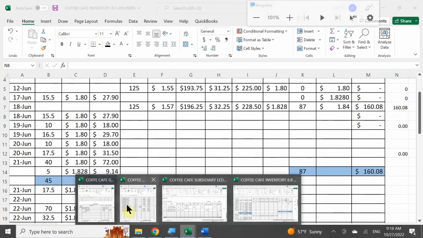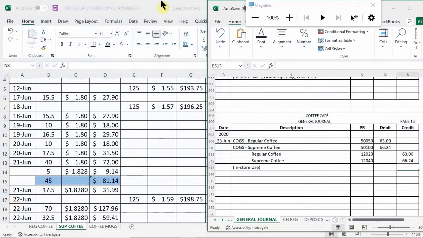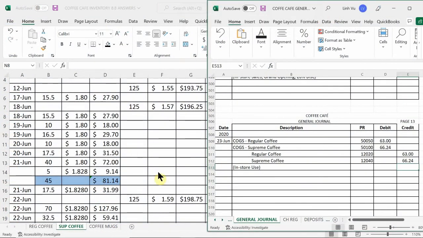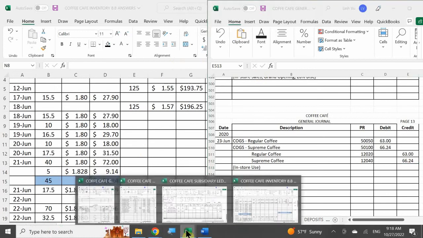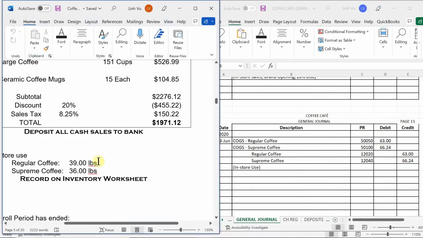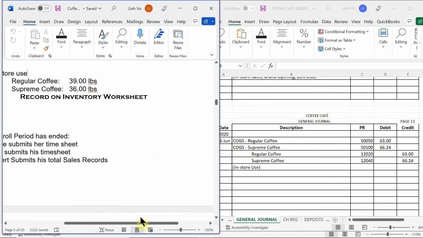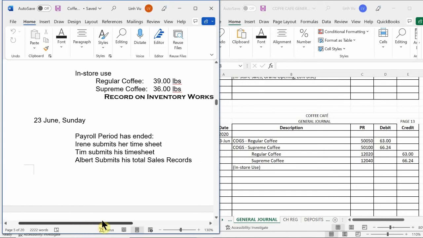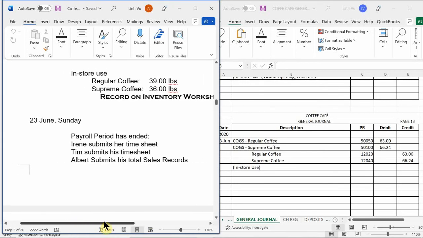Oh no, I hit the wrong one. Okay. Good. So we did our journal. We updated our inventory. Okay. And let's see what is next. Okay. So it is the 23rd. Payroll period has ended.